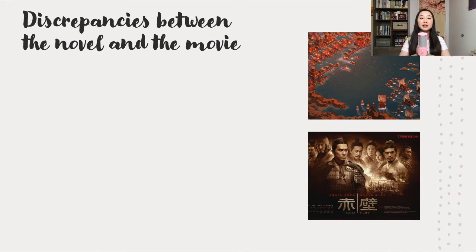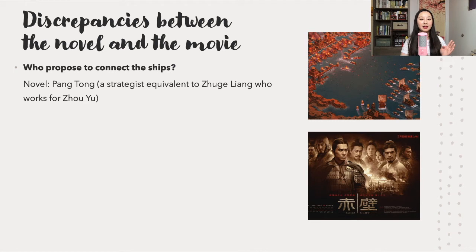And one more thing is the discrepancies between the novel and the movie. I already discussed a little bit in the previous slides. So there are three things that are very interesting. The first is who actually proposed to connect the ships, which kind of led to the huge failure of Cao Cao's team. And in the novel, actually it is Pang Tong.